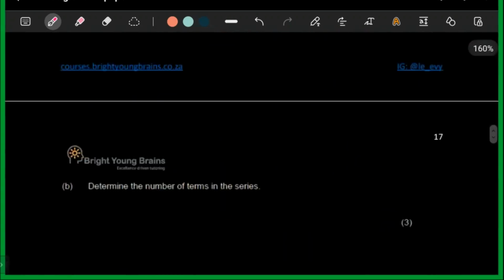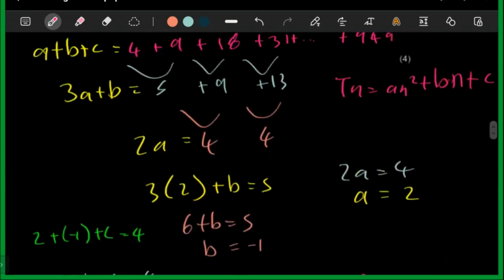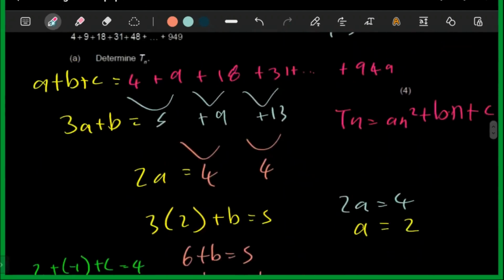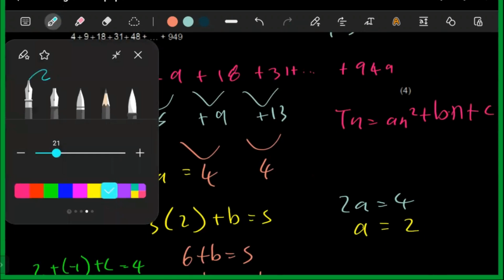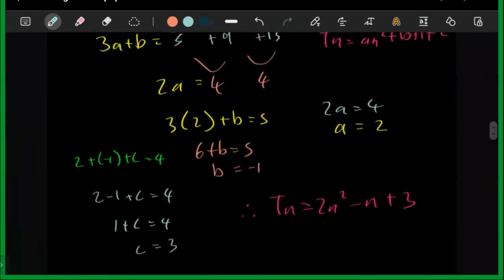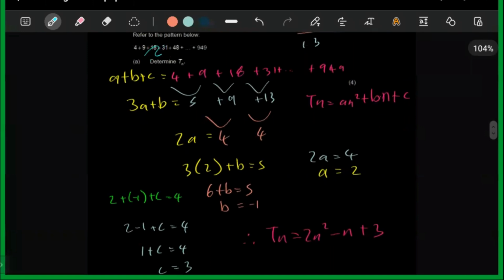Determine the number of terms in the series. Before we move on, let's just test our sequence. If you put a 3 in here, you have 3 squared is 9, times 2 is 18. 18 minus 3, and then plus the 3, still becomes 18.